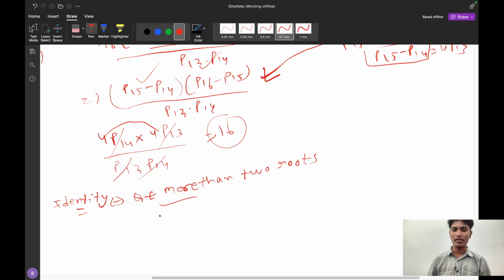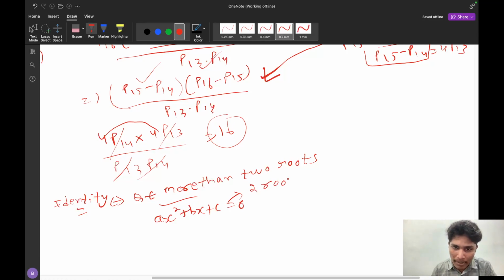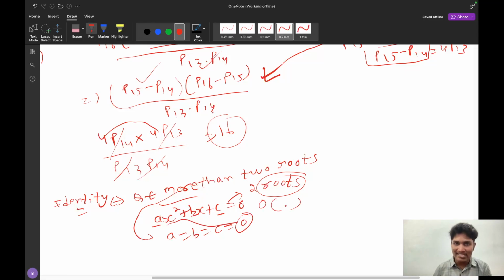No, it is valid, because ax square plus bx plus c is equal to 0 definitely has two roots only. But if they say it has more than two roots, it means the coefficients are equal to 0: a equal to b equal to c is equal to 0. If these values are 0, then for any value of x, even infinity, this expression is equal to 0.